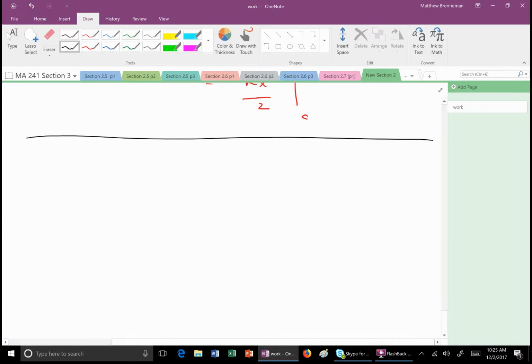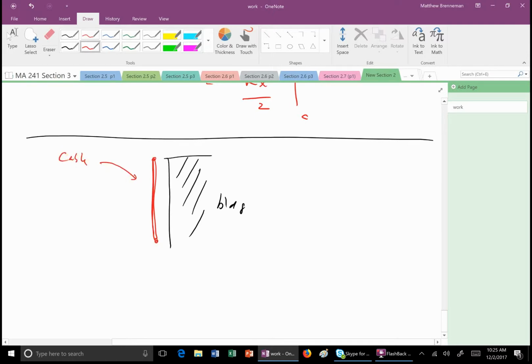Okay, so the next problem has to do with a hanging cable. Here's the problem: we have some building, and we have a cable hanging off of it. This is our cable. And we're told the length of the cable is 100 feet, and its total weight is 200 pounds. And what I want to know is the work if I have to drag that all the way up.